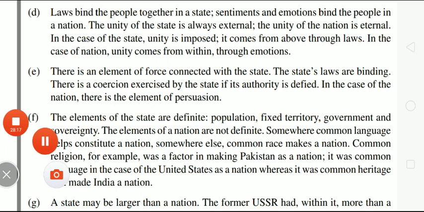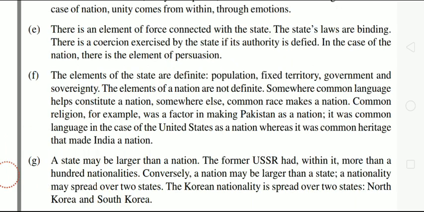G. A state may be larger than a nation. The former USSR had within it more than 100 nationalities. Conversely, a nation may be larger than a state. A nationality may spread over two states. The Korean nationality is spread over two states, North Korea and South Korea.